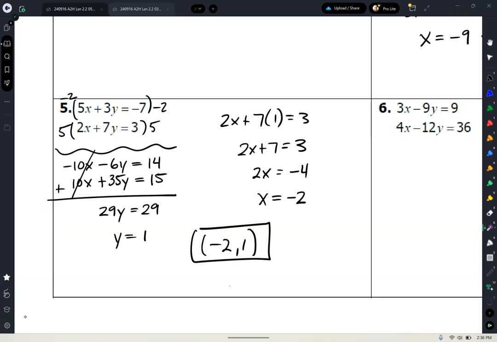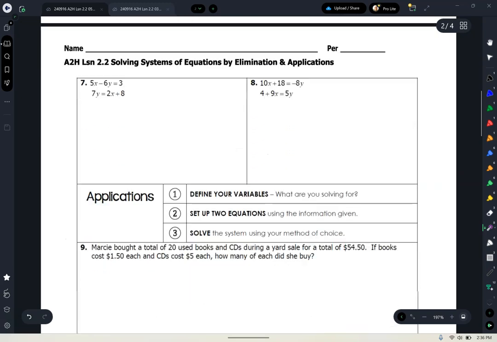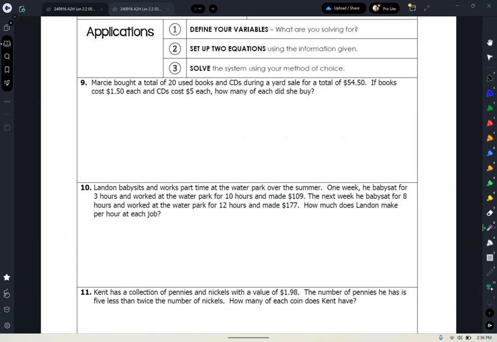What do you think? Want to do one more of those, or are you good? Good? You're going to get some more practice on these. Because really, what we need to talk about is the word problem. Okay, all right, here we go. Let's go to the back side.